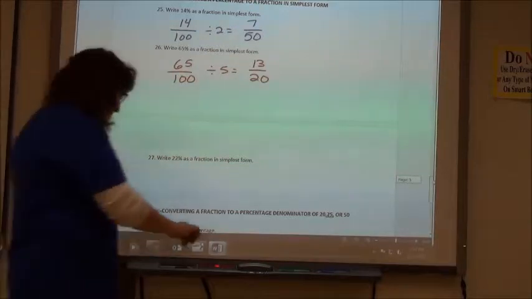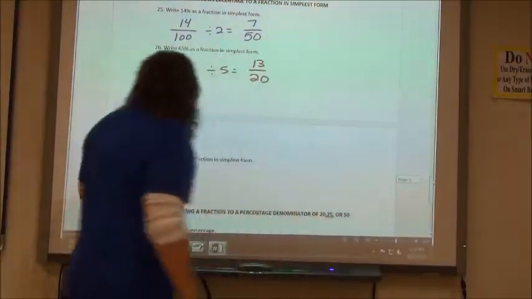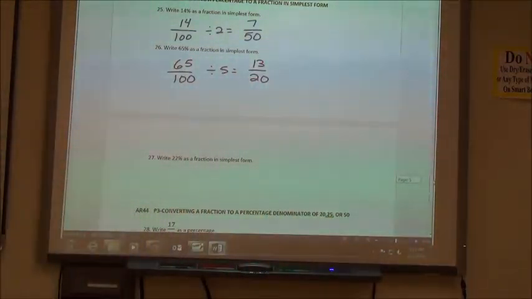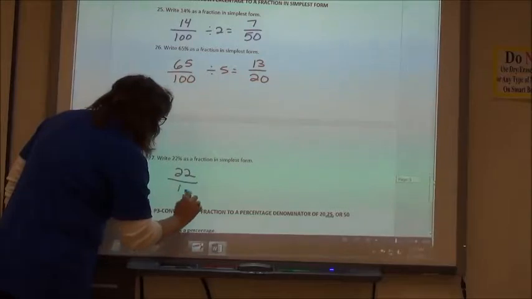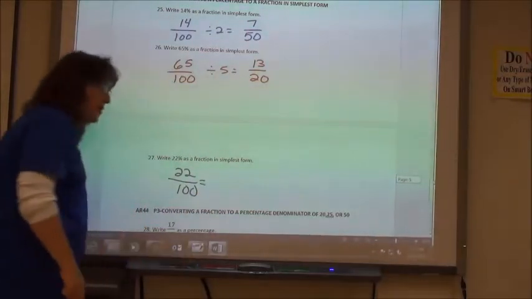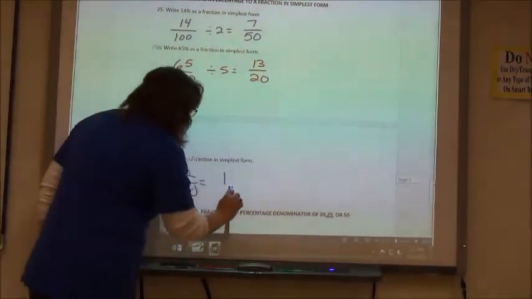So, number 27. Writing 22% as a fraction in simplest form, we're going to start by doing 22 over 100, which is 11/50ths.